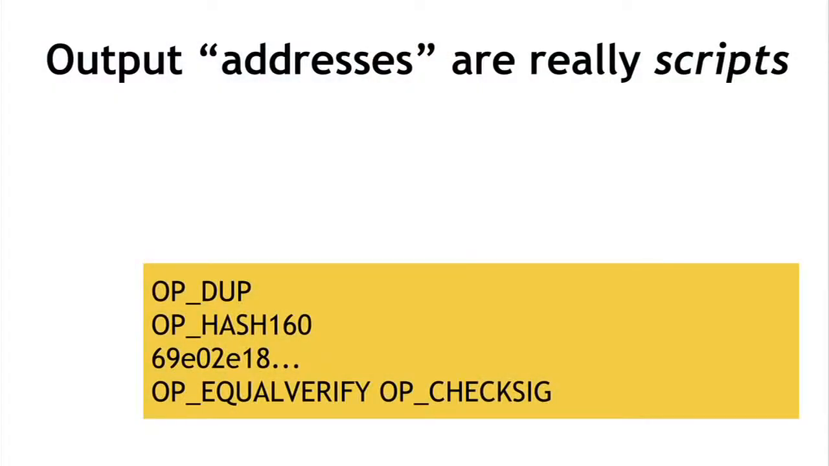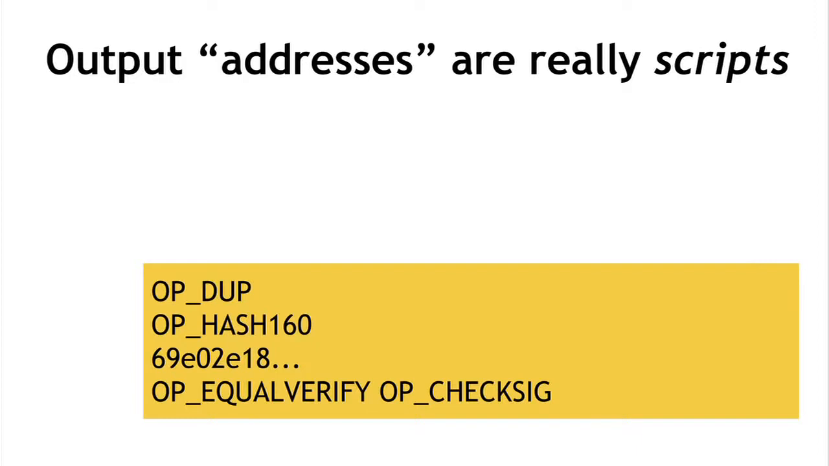Okay, so to understand scripts, I think the easiest way is by an example. We'll take as an example the most common script in Bitcoin, which is to redeem a previous transaction by signing with the correct public key. So this is what the output address would look like in that case. The output address is really a script. And in this case, the script is going to have 4 instructions.